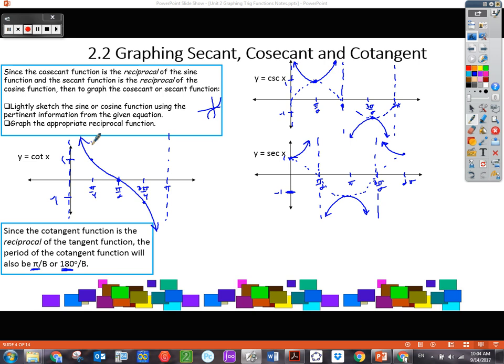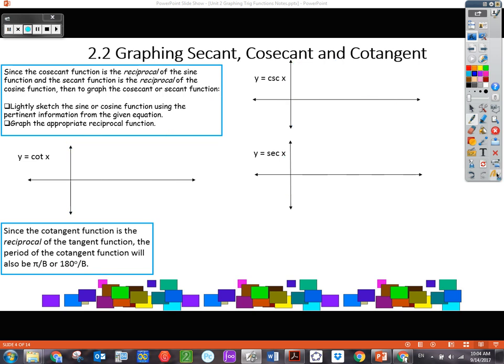Okay, are we all right with that? So, questions on any of this so far? All right, then let's go ahead. We're going to have some examples on the other page that we're going to work through. So let's go to the second page.